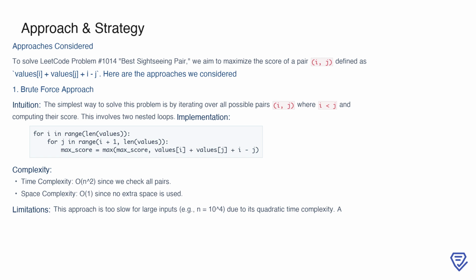The implementation involves two nested loops, where for each i, we check all subsequent j values, updating the maximum score as needed. However, the time complexity of this method is O(n squared), making it impractical for large inputs, such as arrays with tens of thousands of elements. The space complexity is O(1), which is efficient, but the quadratic time complexity is a significant limitation that makes this approach unsuitable for the problem's constraints.